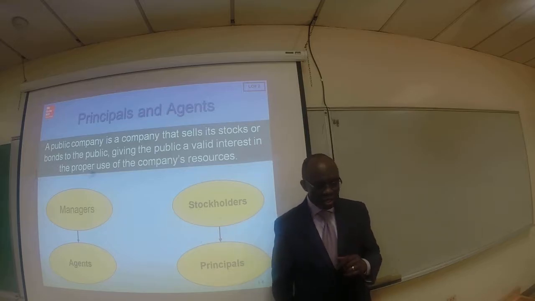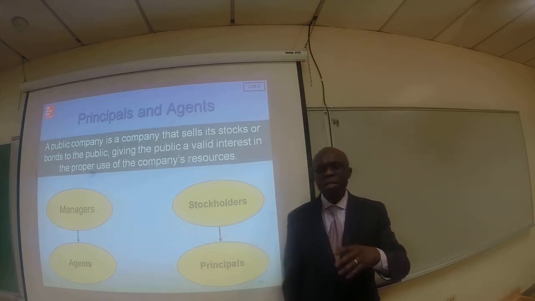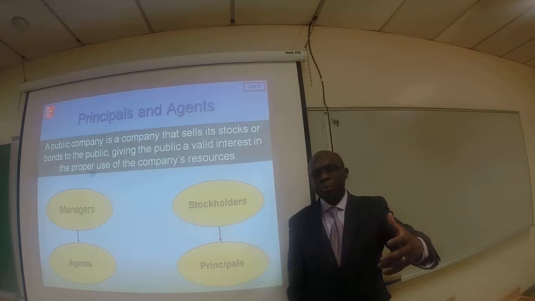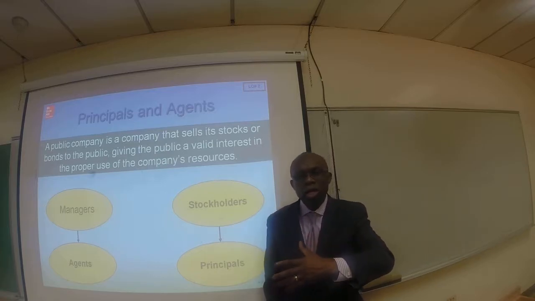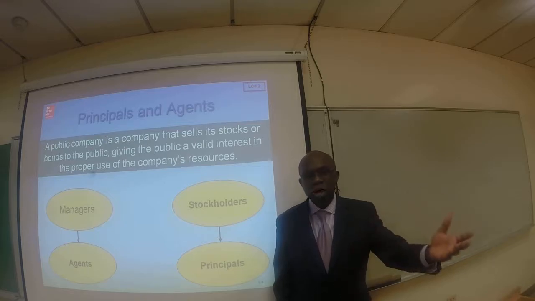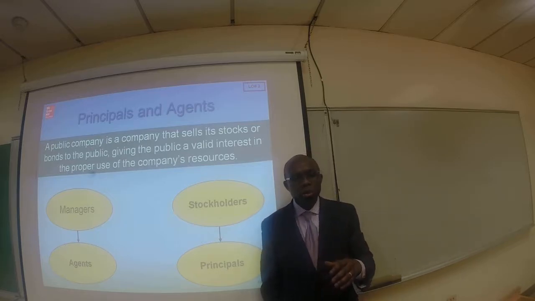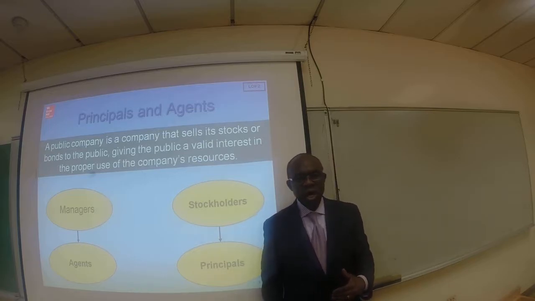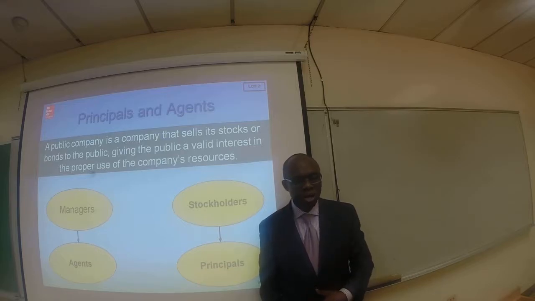Now let's take a look at the principals and agents. We said that a public company is a company that makes its ownership or stock available to the general public. So for example, you can go to downtown Chicago and buy IBM stock, and you become one of the owners of IBM or General Motors, so on and so forth. So we call those companies publicly traded companies versus privately held companies whose ownership is not available to the general public.